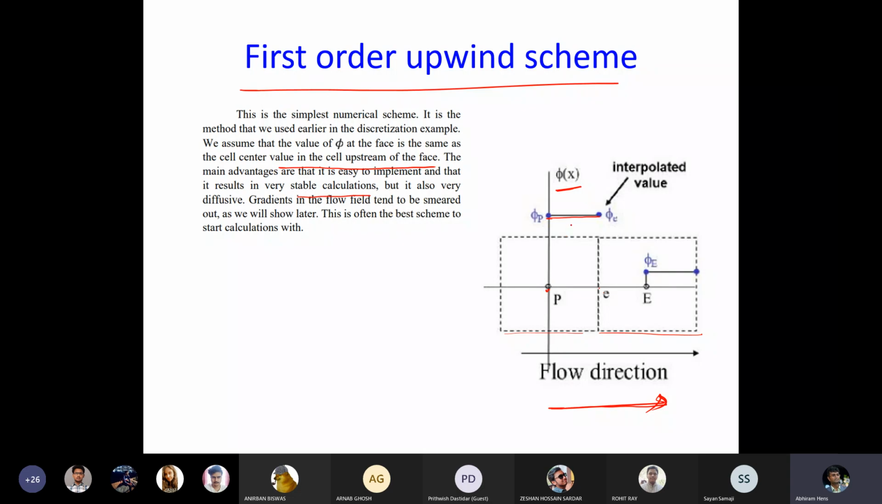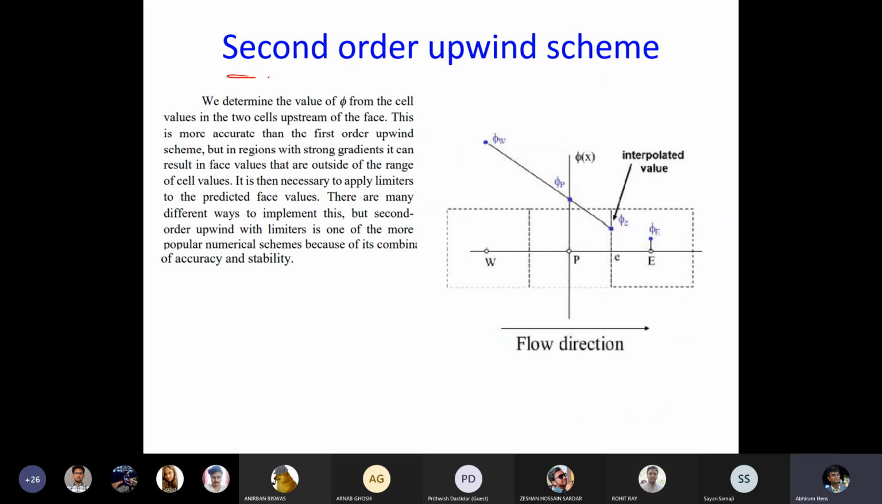This is because it is a very simplistic scheme. It has a lot of disadvantages, for example you cannot get a sharp interface. But remember the concept: the value at the center is assumed to be the same at the face in the direction of the flow field.